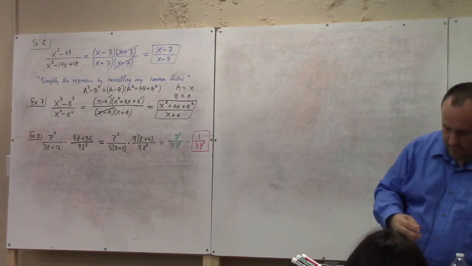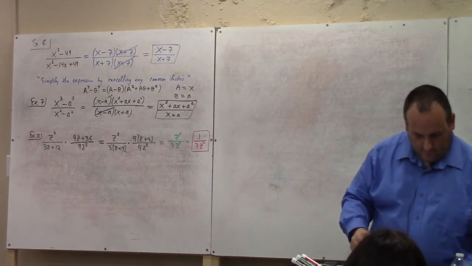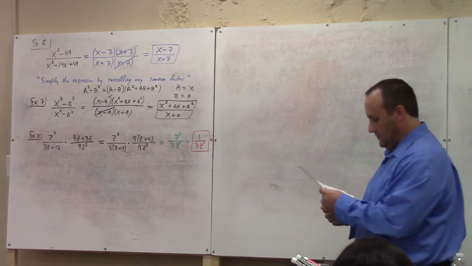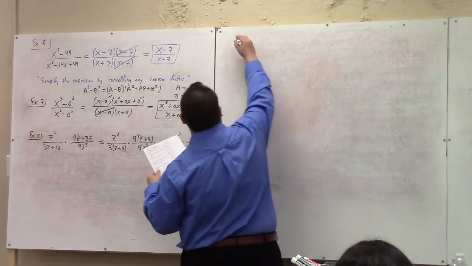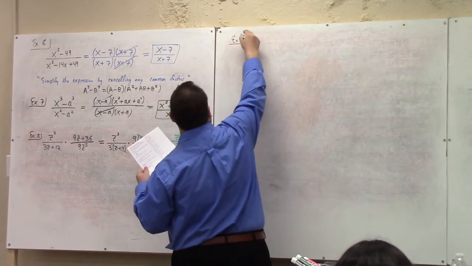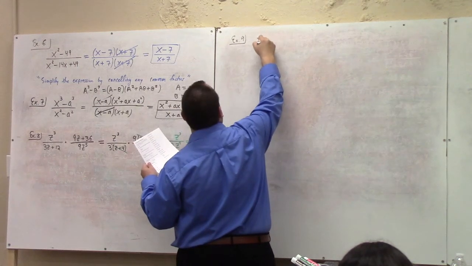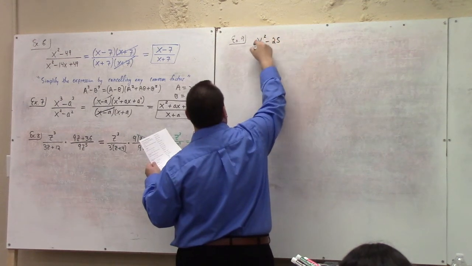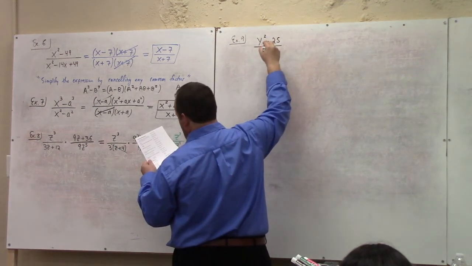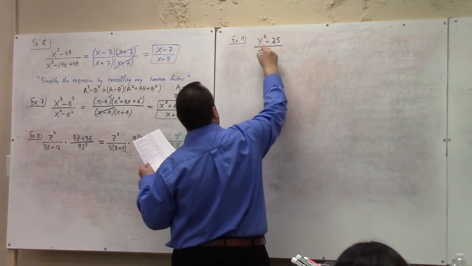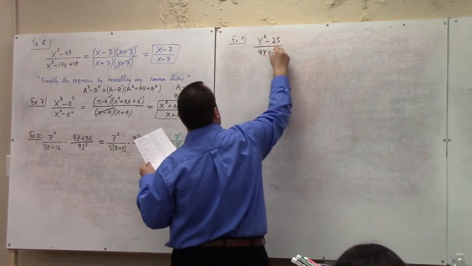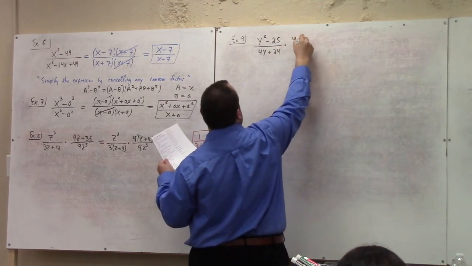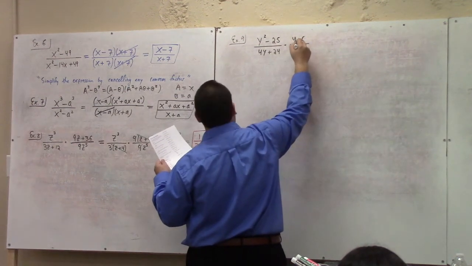All right. Exercise 9. We've got y squared minus 25 over 4y plus 24 multiplied by y plus 6 divided by y minus 5.